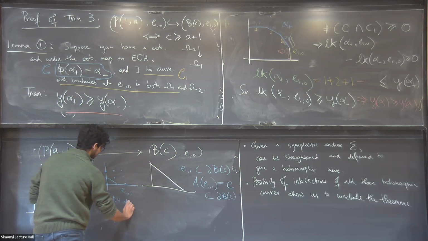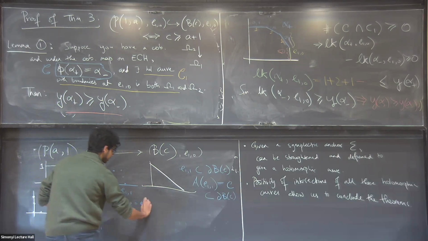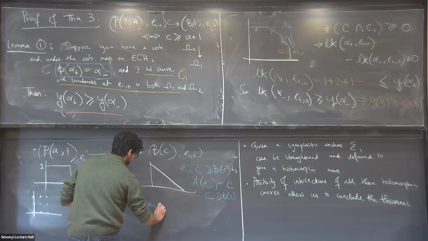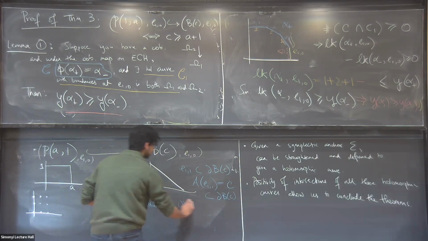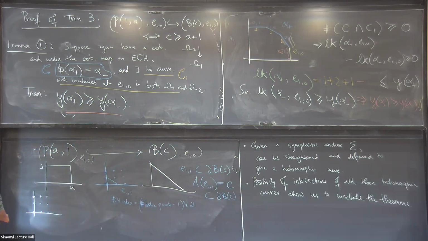The ECH index equals the number of lattice points minus 1, times 2. Might have said something else. Sorry. And what are the ECH index 4 generators? It's either E10 squared, E01 squared, or E11.